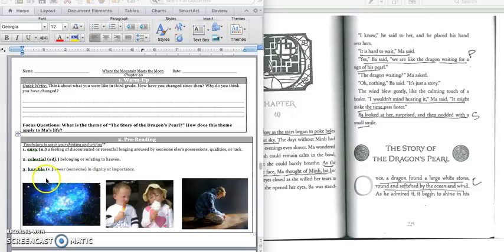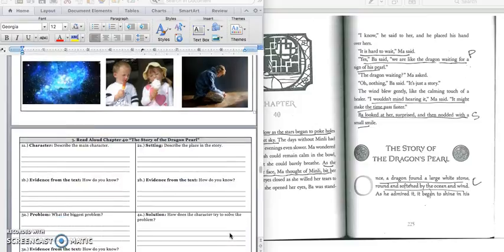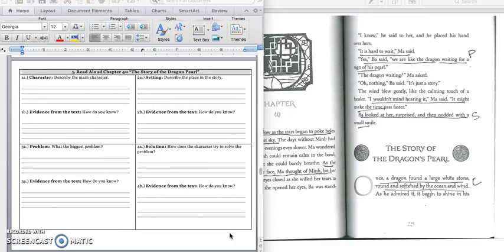And then the last word is humble. That's when you lower yourself. A lot of times, like if you apologize to someone, that is being humble. It has to do with admitting that what you did was wrong and that you're sorry. All right, turn the page.